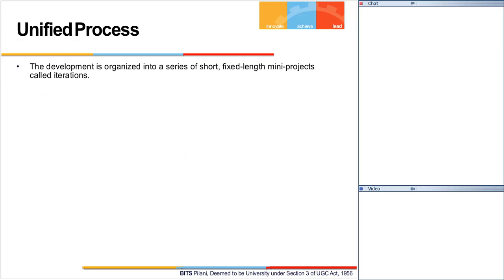In this process, development is organized into a series of short, fixed-length mini projects called iterations. Iteration is a concept you must be familiar with, at least those with a software engineering background: you divide the project requirements into small subsets, which you call mini projects, and you implement them during a fixed duration, and that fixed duration is called an iteration.